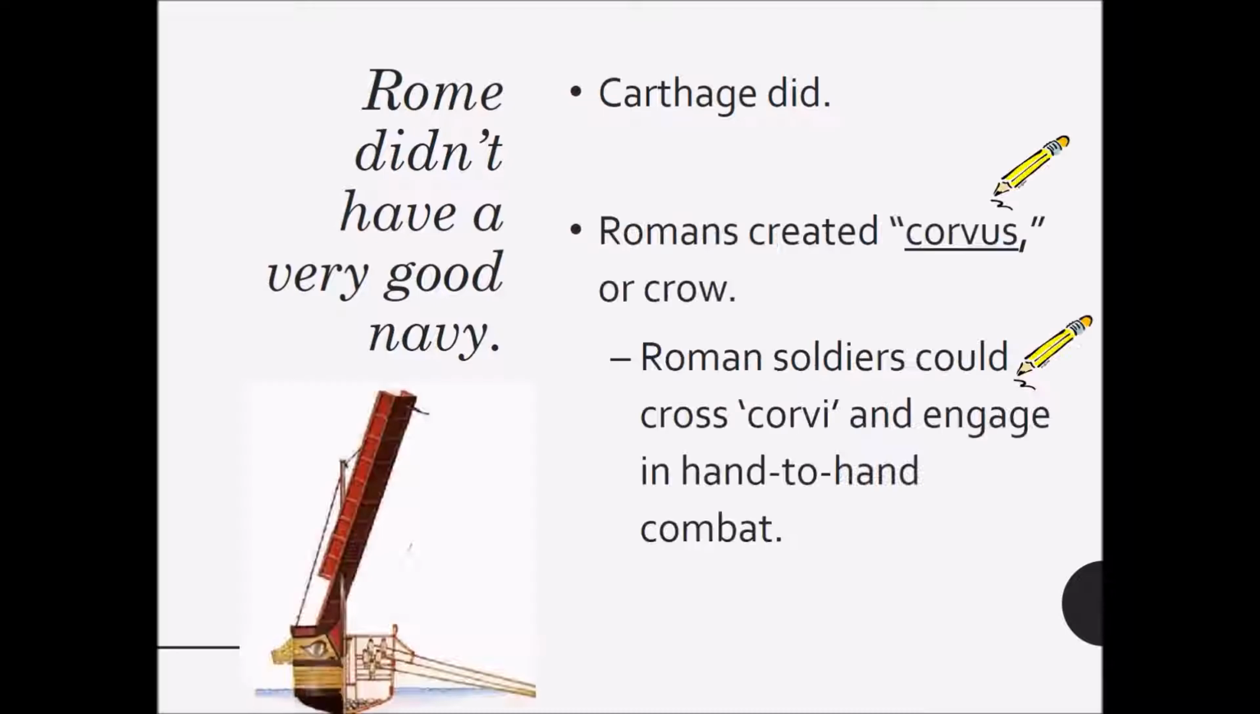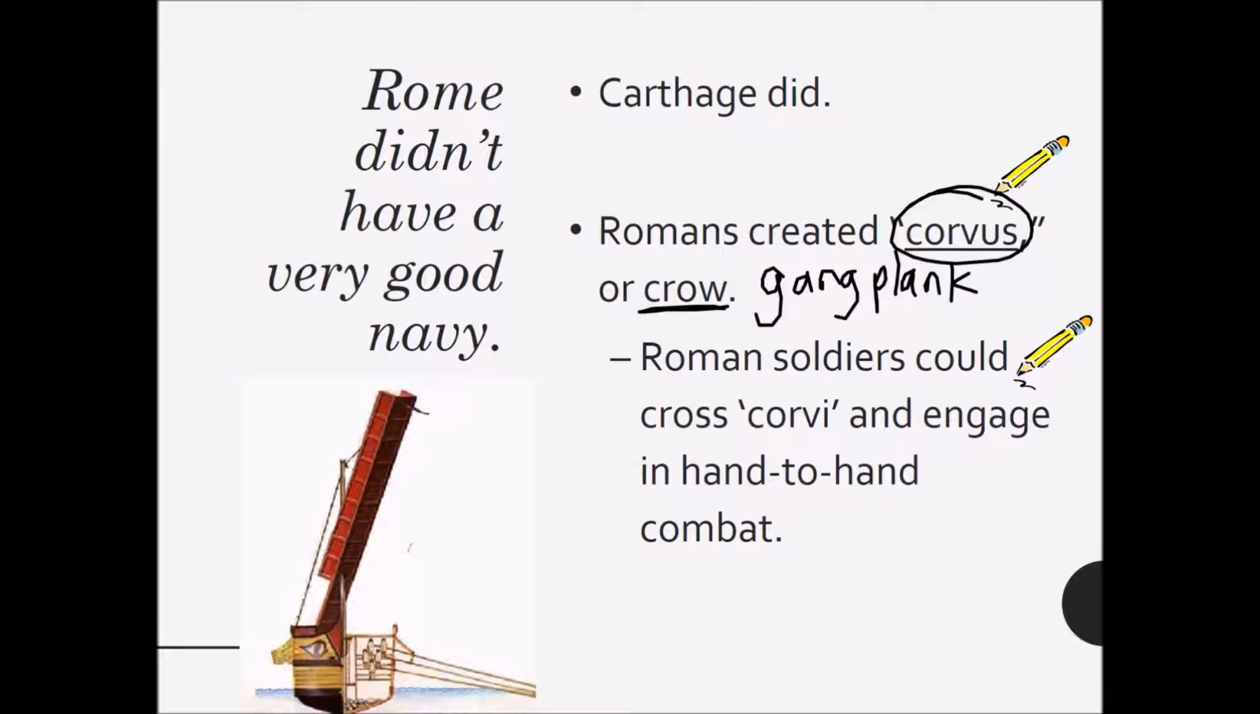Unfortunately, Rome didn't have a very good navy. Like I said, their ships were primarily designed for travel on rivers. Carthage, on the other hand, had a superb navy, which meant that the Romans needed to do something to mitigate the Carthaginian sea power and expertise. What they eventually decided to do was invent something called the corvus. Literally, it means a crow, but a more common translation of it would be a gangplank.